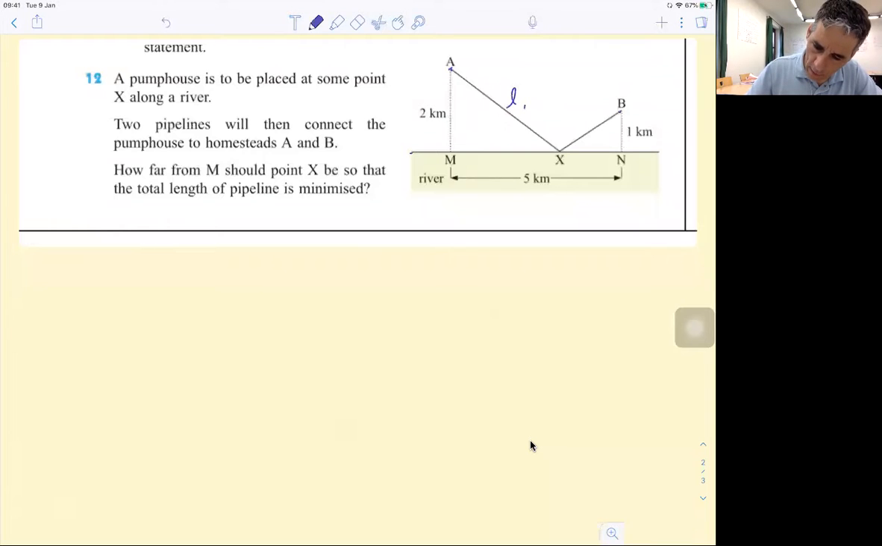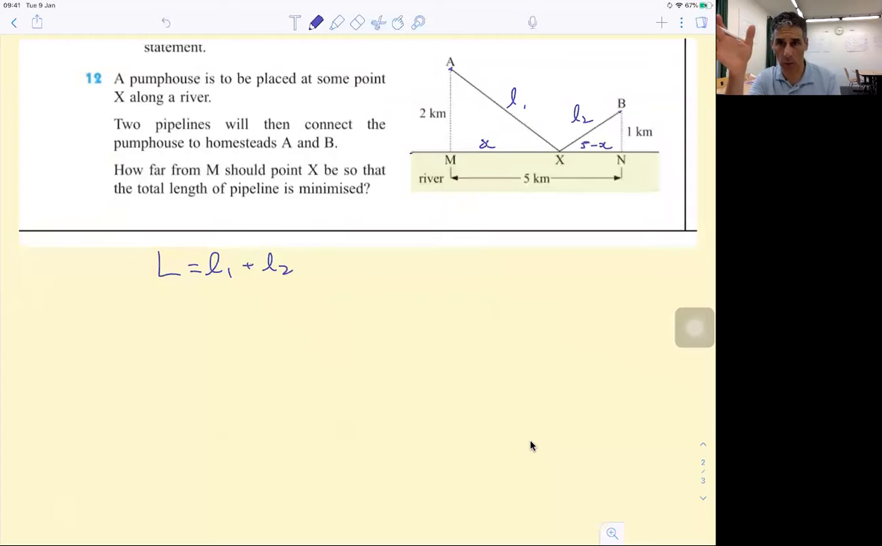Well, the length of the pipe will be L1 plus L2. So let's call that L is L1 plus L2. Now that's going to depend upon where we put the actual point X. Okay, so if I call this side X, then I can call that side 5 minus X. You can do it the other way around too, but that's how I'm going to do it here.